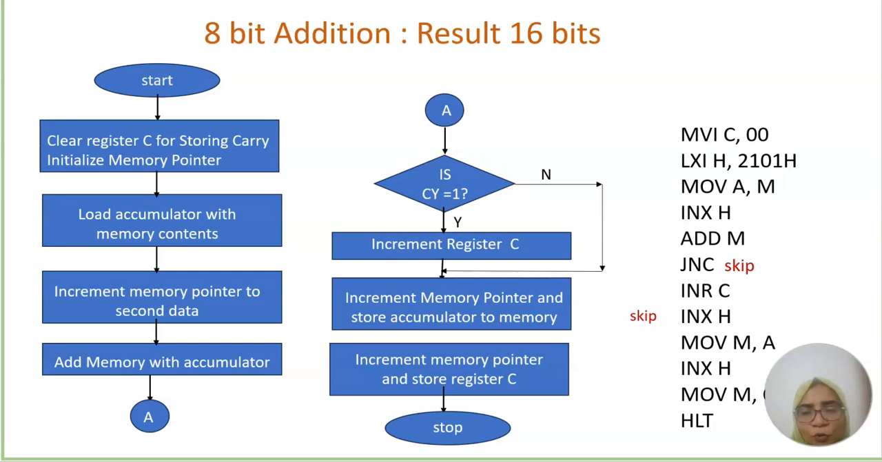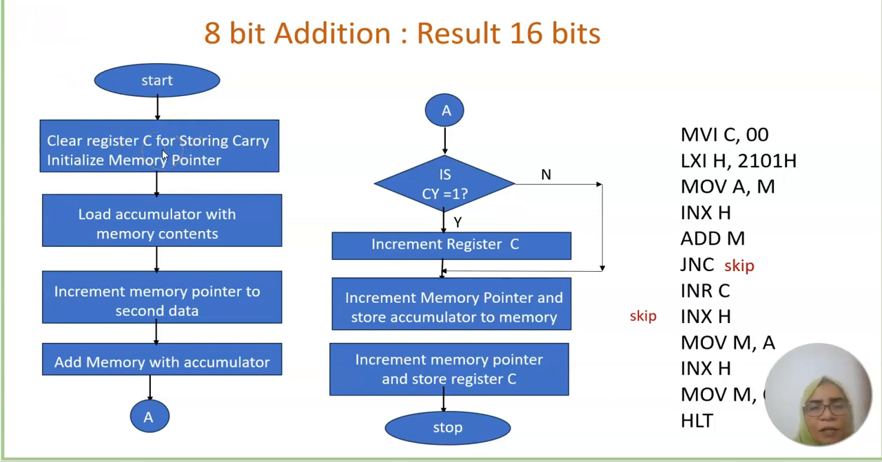First we can go through the flow chart. Start. In our program, if there is a carry, we have to store 1 in the most significant byte of the result. Otherwise, the most significant byte of the result is 0. Since there is no provision for storing the carry as such, we are setting apart a register for storing the carry. Clear register C for storing the carry.